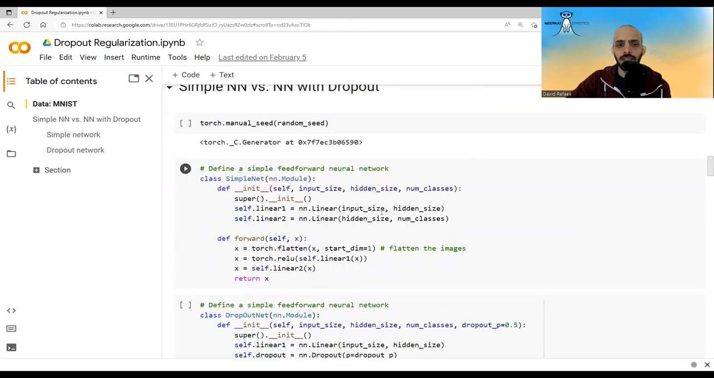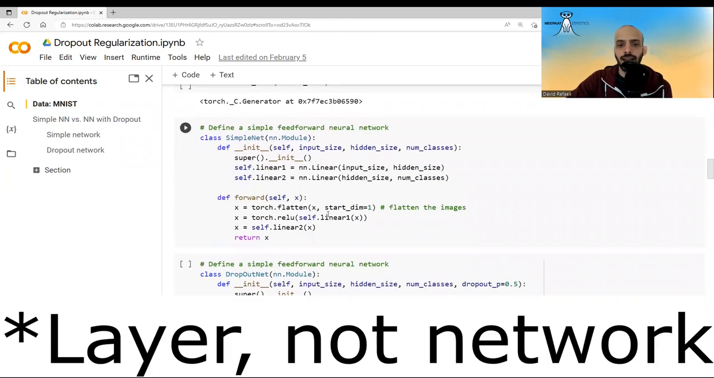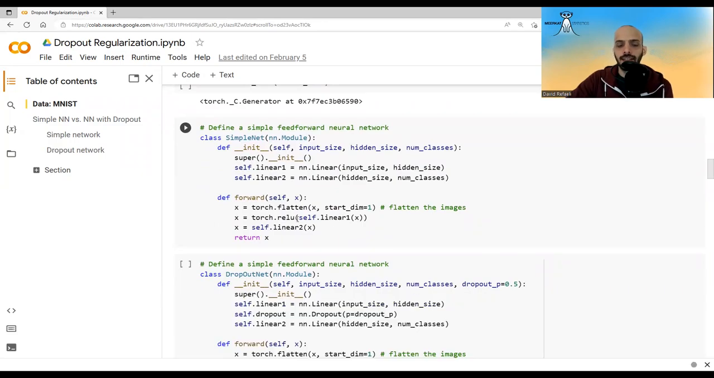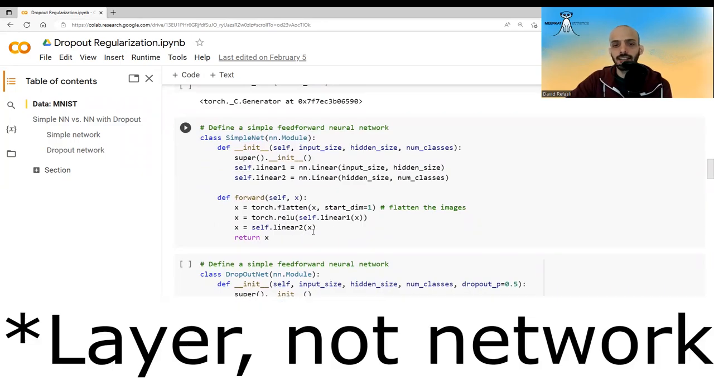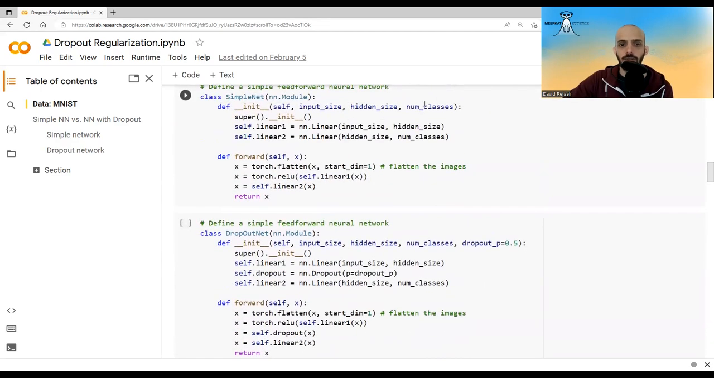Now we will create a simple neural network, which will take the image, flatten it out, pass it through one linear layer, then a ReLU activation, then a second linear layer, which finally projects to the number of classes we have. We have 10 classes here, 0 to 9. We don't need a softmax output because for the loss, it will be done automatically. For predictions, out of these 10 outputs, we choose the one with the highest number. So this is a regular network.